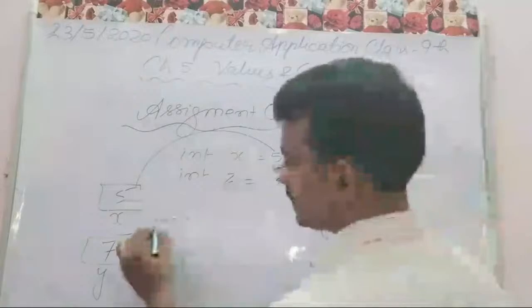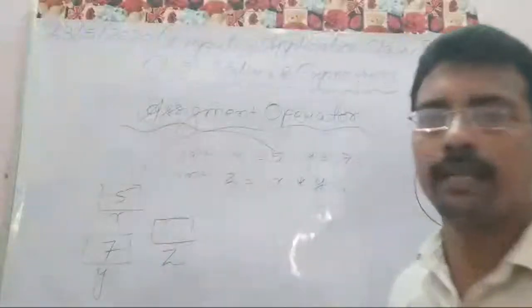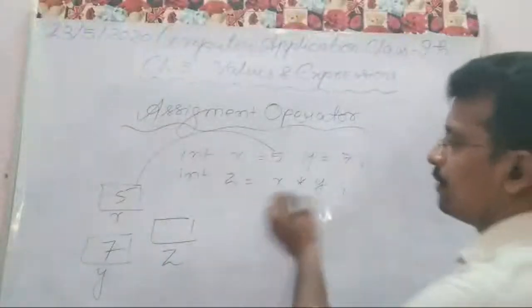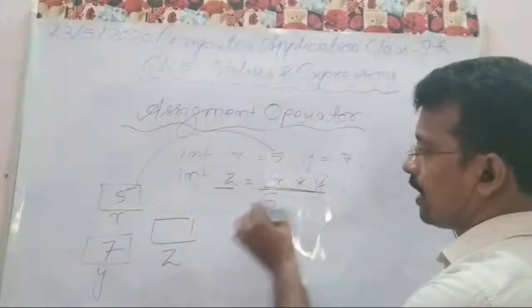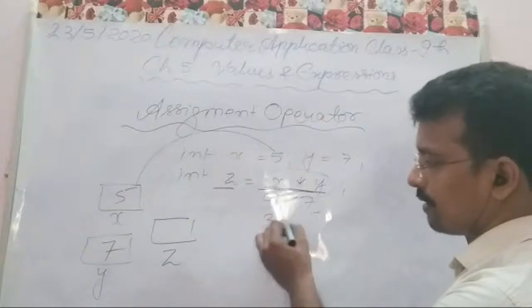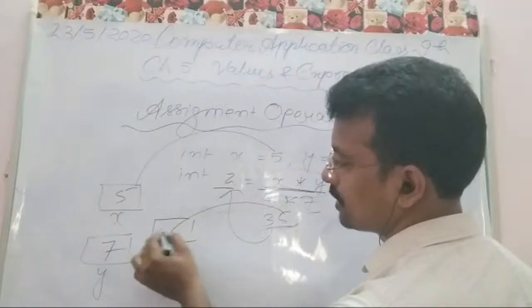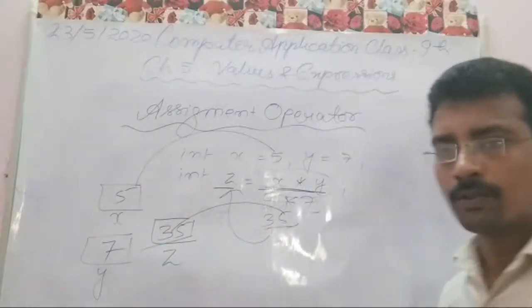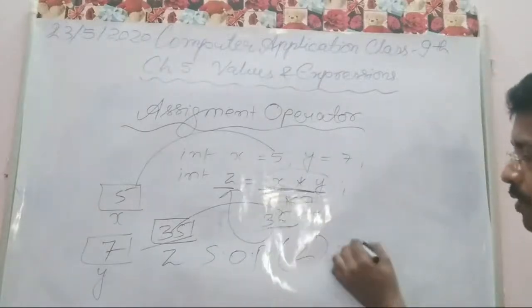In the same way, another memory space is generated with the name z. So what happens when this memory is generated? After that, this calculation takes place. The value of x and the value of y are called here, and whatever result comes, that is 35, is given to this memory. So when you call system.out.print z, your output will be 35.